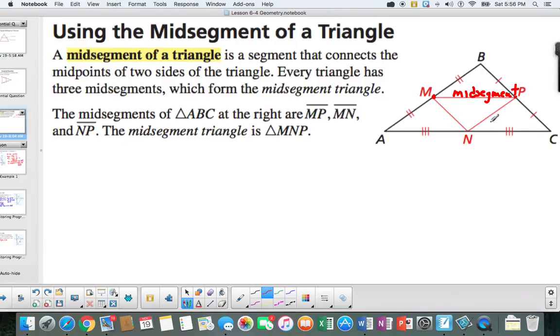Now, a triangle has three midsegments because if you join this midpoint and this midpoint, it's also a midsegment. And of course, this one is 1, 2.